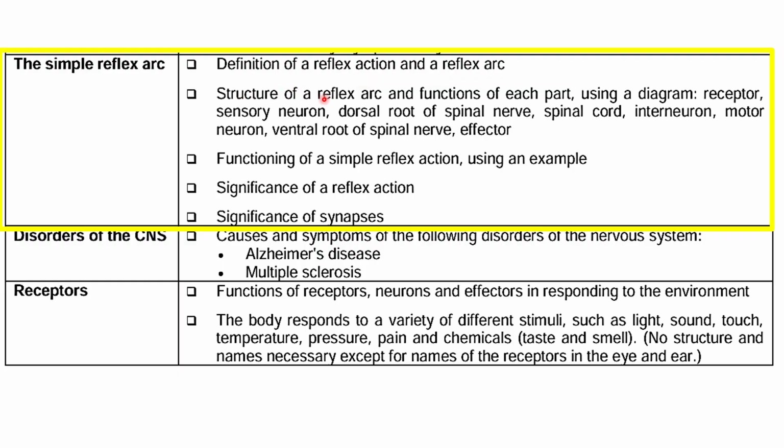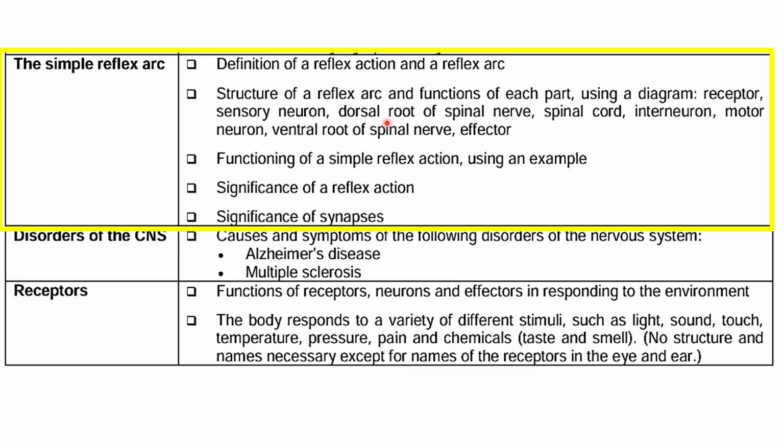Secondly, you have to know the structure of a reflex arc. That is, you have to know it when you see it. And in doing so, you have to use a diagram to know the structure. You should be able to draw. And then also, you have to know the functions of each part of the reflex arc. And we have been given the parts. So we have receptor here. Then from receptor, we go to sensory.